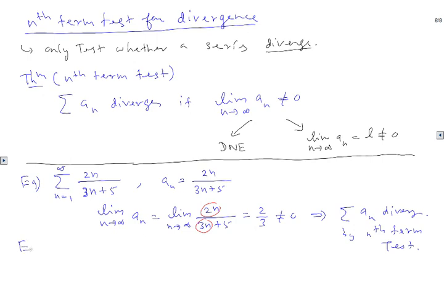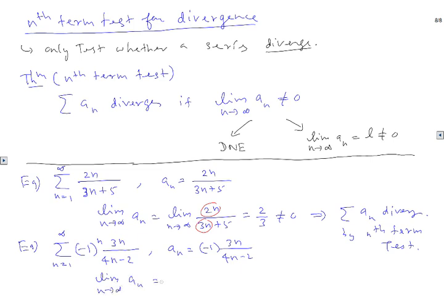Let's look at one more. You can see that these problems are not that long. Take the sum from n equals 1 to infinity of (-1)^n times 3n over 4n minus 2. Let's say what is a_n here? a_n equals (-1)^n times 3n over 4n minus 2. So let's take the limit when n goes to infinity of (-1)^n times 3n over 4n minus 2.